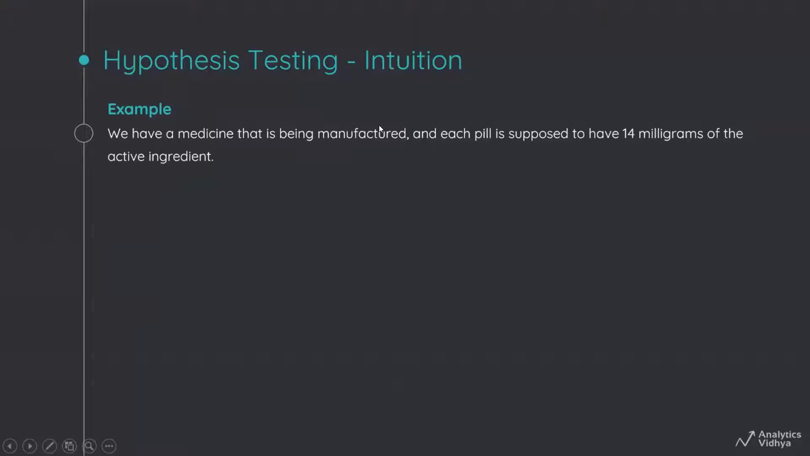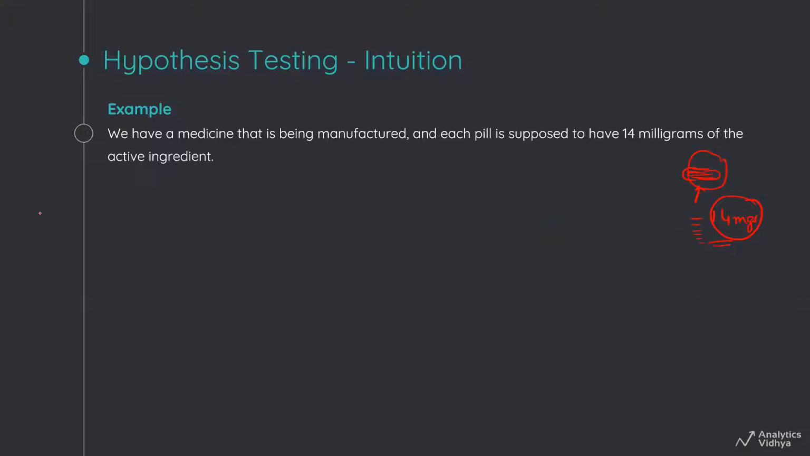We have a medicine that is being manufactured by a company, and each pill is supposed to have 14 milligrams of the active ingredient. We are manufacturing a pill that works on a certain illness, and each pill is composed of different ingredients. One of them is the very active, very important part of the drug, and its composition should be 14 milligrams. The drug manufacturer is aiming at this composition.